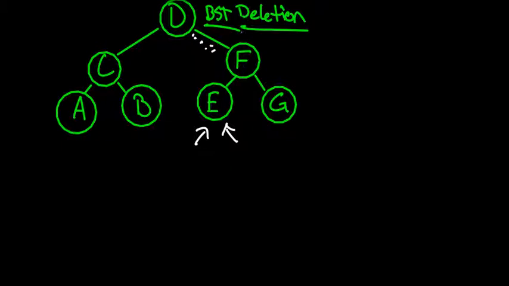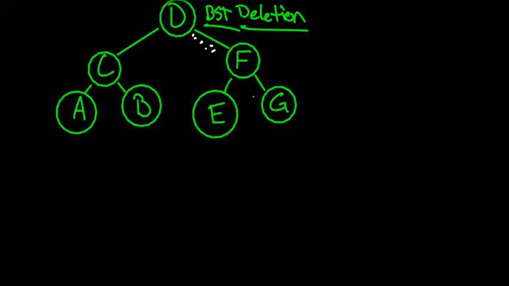Then we ask the same question again. Is the item smaller than the root? In this case, yes, it is. Okay, so then we delete the item from the subtree, this part. Okay, and then we ask that again. Is the item smaller than the root? No. Is the item bigger than the root? No. Well, is the item equal to the root? Yes, it is. Okay, so now we know that this is the item we're actually looking for, so we can go ahead and just delete it. So that's pretty straightforward, because E was a leaf.